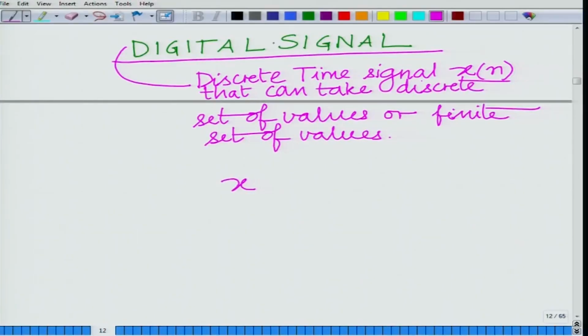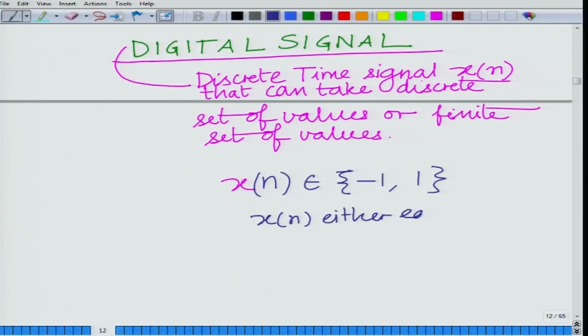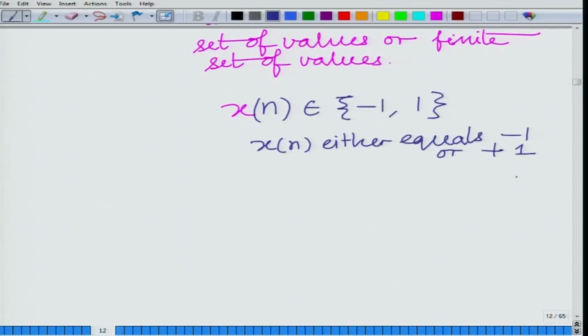For instance, a typical example is x(n) is either -1 or +1. If you have a discrete time signal x(n) such that x(n) is either -1 or +1, remember this is not an interval. So it can take only values from a discrete set, or it can take only a finite number of values, that is 2 possible values.